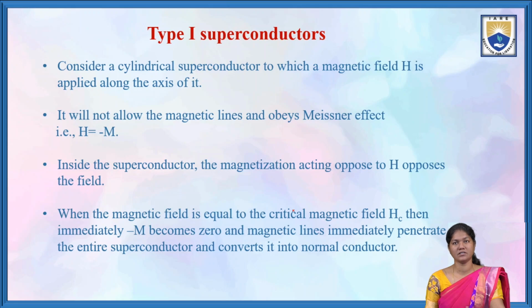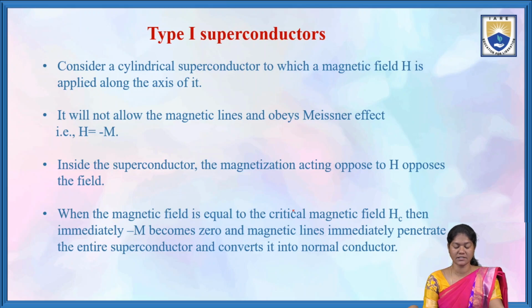When we say type 1 superconductors, let us take a cylindrical superconductor placed in the magnetic field H along its axis. It will not allow the magnetic lines and obeys the Meissner effect. So that is H equals minus M.